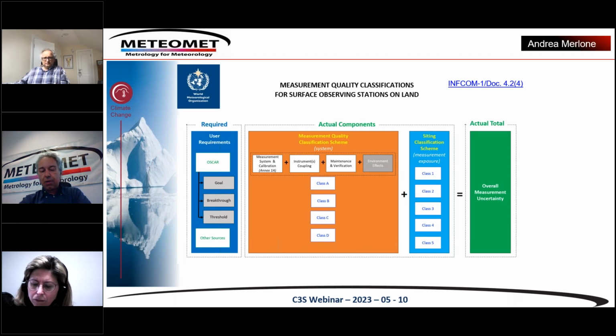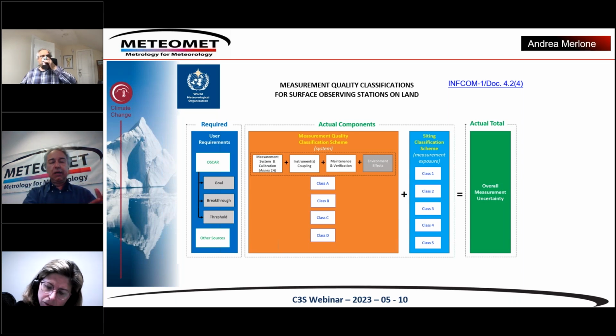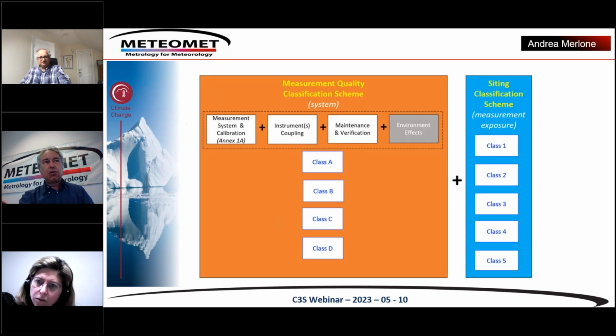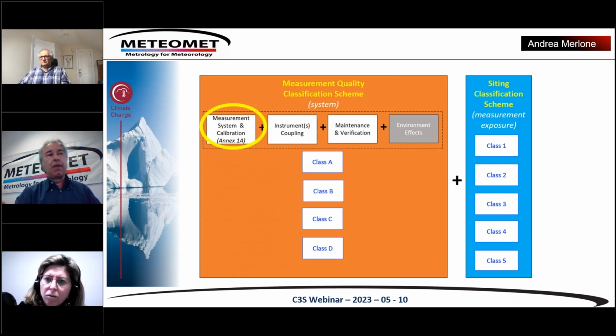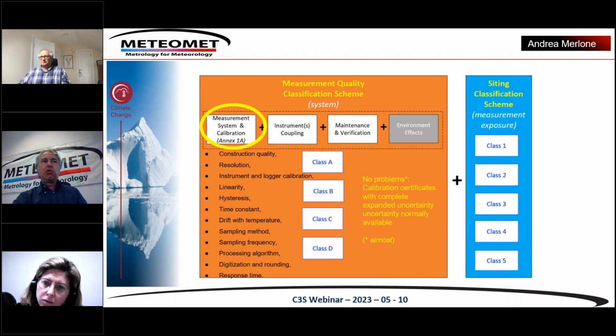This is aligned to similar actions in the WMO, like the recent publication of the measurement quality classification scheme that starts from the requirement of the OSCAR and transforms the requirement into practical prescription by identifying different components of uncertainty, different components of operation in the instrument. For example, the measuring system, the calibration, which poses not huge problems or issues. We can calibrate things, we can evaluate the hysteresis, the time constant, the drift with temperature, and so on.